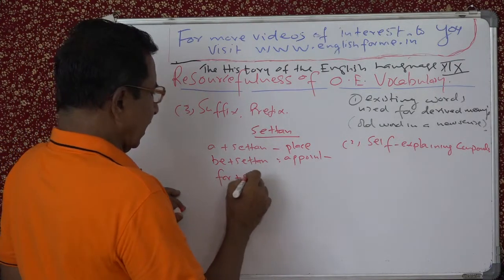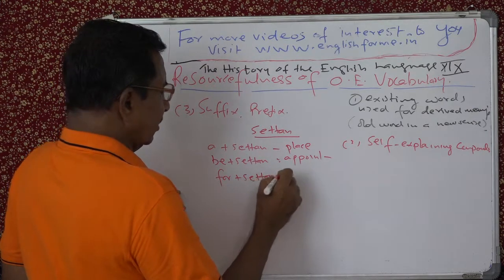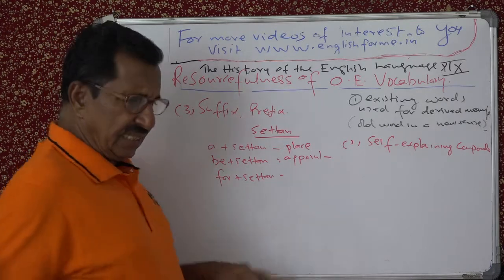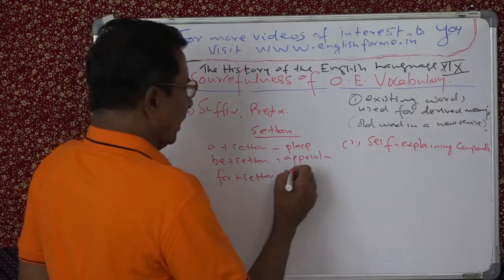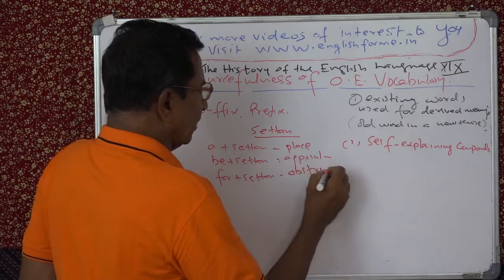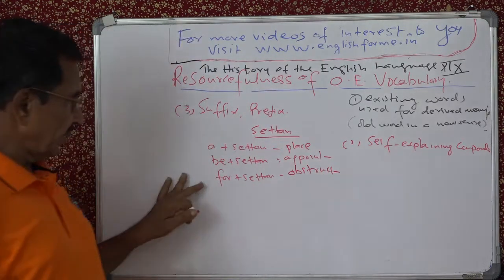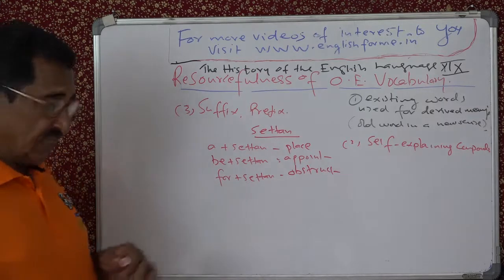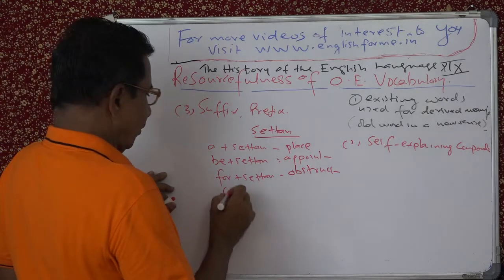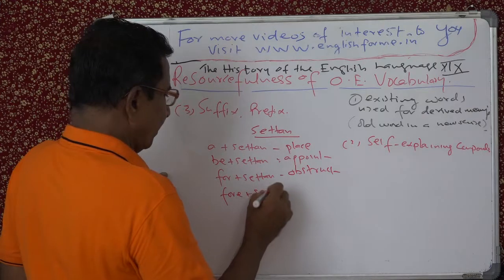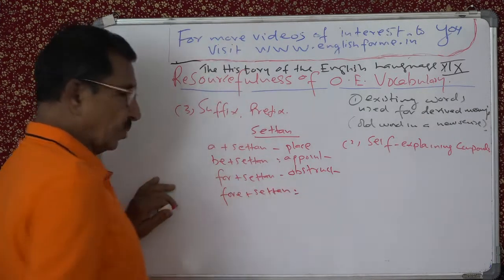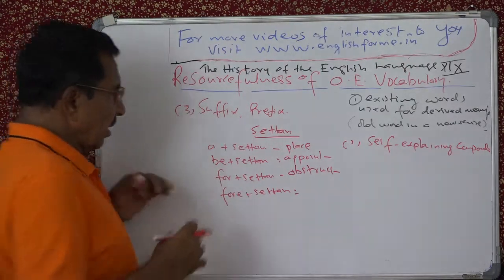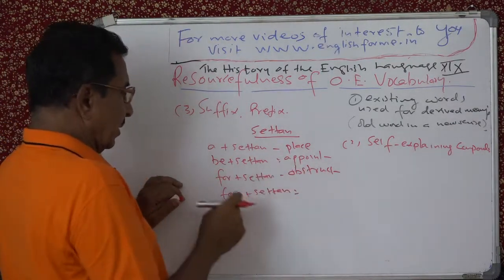For Satan. That means to unsettle. Obstruct, or unsettle, you can say. See how many words? A Satan, be Satan. Then you are going to for Satan. Another one, for Satan. That you know, isn't it? To prevent, for Satan, to obstruct. That is for Satan. Prevent, this is obstruct.